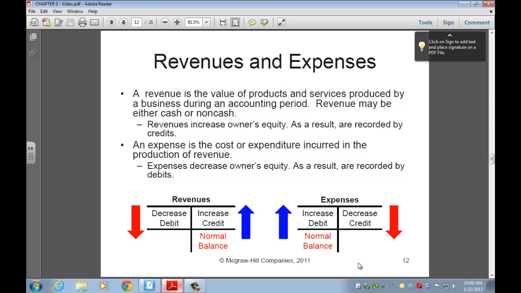Expenses, on the other hand, are exactly the opposite. Expenses decrease owner's equity, and as a result are recorded by debits. So an expense account has a normal debit balance. So debits increase the expense accounts, and credits decrease the expense accounts.